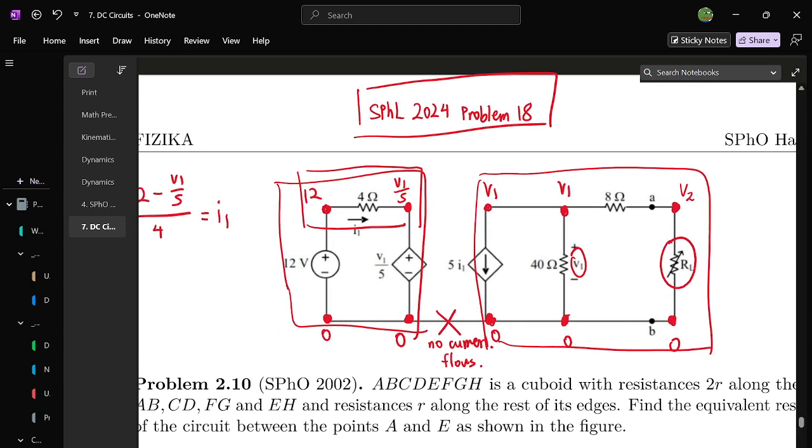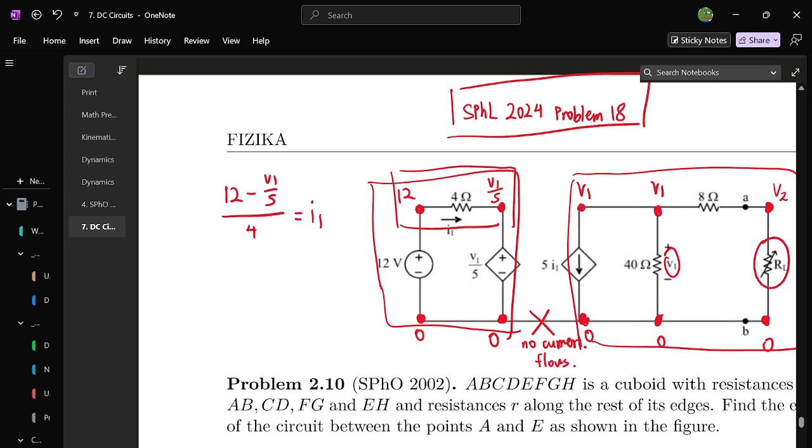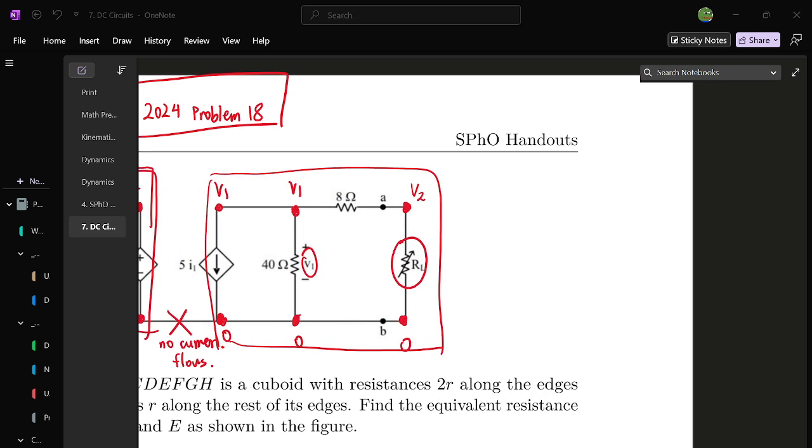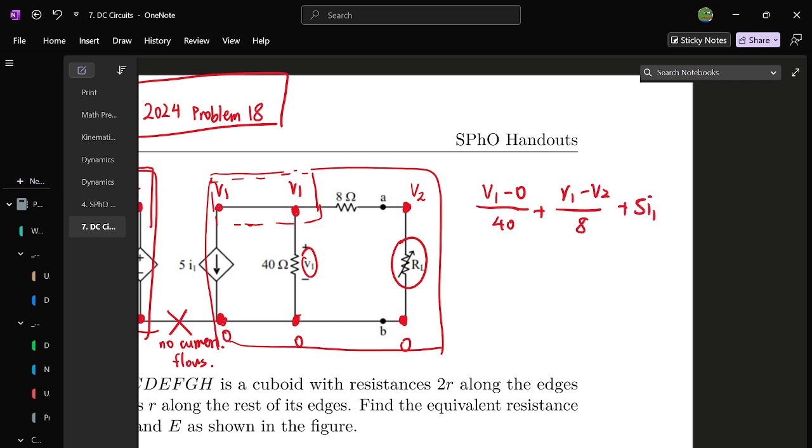The other equation will come from nodal analysis of the second circuit. So from the second circuit, you just have to consider this part. Consider this part for writing Kirchhoff's current law. So for this part, you should just get (V1 minus 0) over 40 plus (V1 minus V2) over 8 plus 5I1 equals 0.